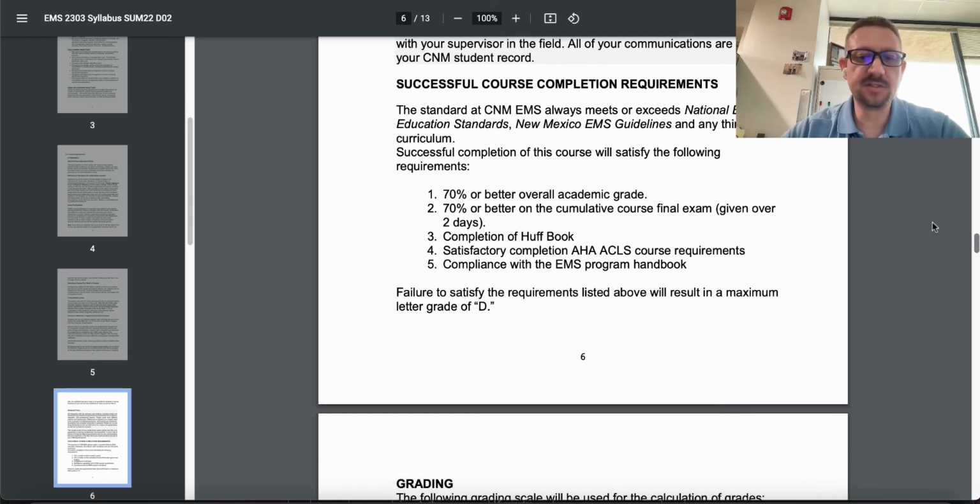Now, if you did, say, all of 1, 2, and 3, but you don't pass ACLS, then you'll receive a D for the class, regardless of what your overall percent grade is for the class, because you didn't meet the requirement.